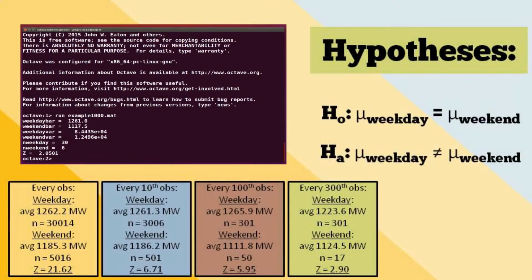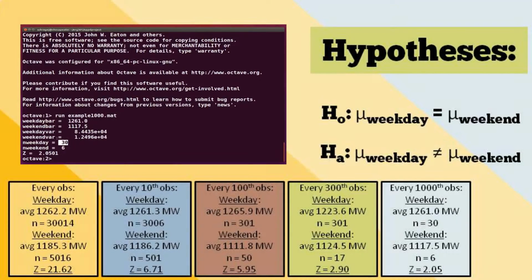Just to give you an example here, now we're taking every 1,000th observation. That means that there are only 30 observations on weekdays that go into this calculation. From that giant database of 30-some thousand observations of the electrical load in Omaha, we're only pulling out 30 of them on weekdays, and we're only pulling out 6 observations now on weekends. Based on those 6 observations, we can compute a weekend bar, the average power of those 6 observations, and we get a value of the Z statistic of 2.05.